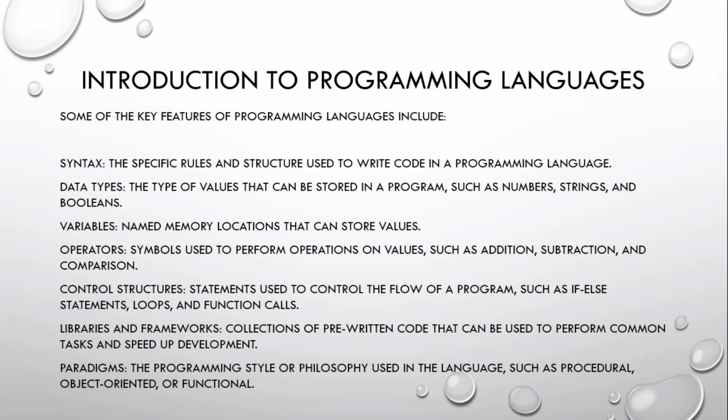Operators, symbols used to perform operations on values such as addition, subtraction, and comparison; control structures, statements used to control the flow of a program, such as if-else statements, loops, and function calls; libraries and frameworks, collections of pre-written code that can be used to perform common tasks and speed up development; paradigms, the programming style or philosophy used in the language, such as procedural, object-oriented, or functional.